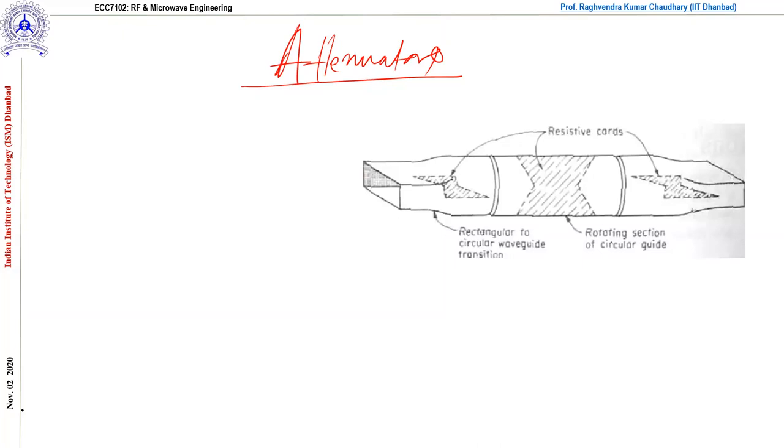Now, the simple type of the attenuator consists of a thin tapered resistive card. Okay. Very thin tapered resistive card. In the waveguide, through a slot we are putting these things, which is like we have seen in the last class in case of the match load. So the first point is that we are using here the thin tapered resistive card.